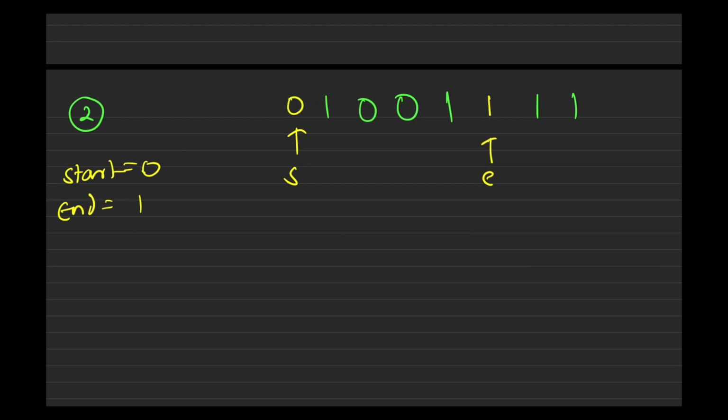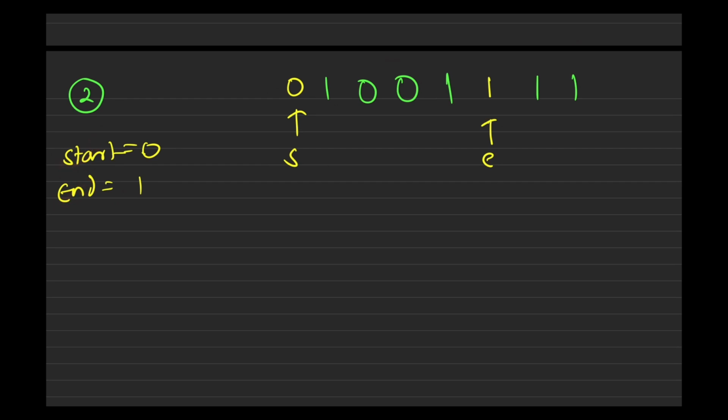If you now carefully observe it, I wanted 1 at end, so I got the 1. I wanted 0 at start, so I got the 0. Since both are at the correct position, I will simply move my pointers by 1 position. Right? So my start will move as start plus 1 and end will move as end minus 1.